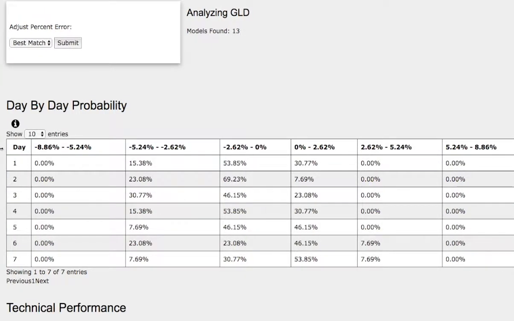And as we progress to the 5th day or week of trading, we have, say, a 46% chance for gold futures to climb between 0 to 2.6%. And to the downside, we have a 46% chance for it to fall between 0 to negative 2.6%. And on the extreme case, we have an 8% chance for it to fall between negative 2.6% to negative 5.2%. So which one of these 13 models should we use as a reference?